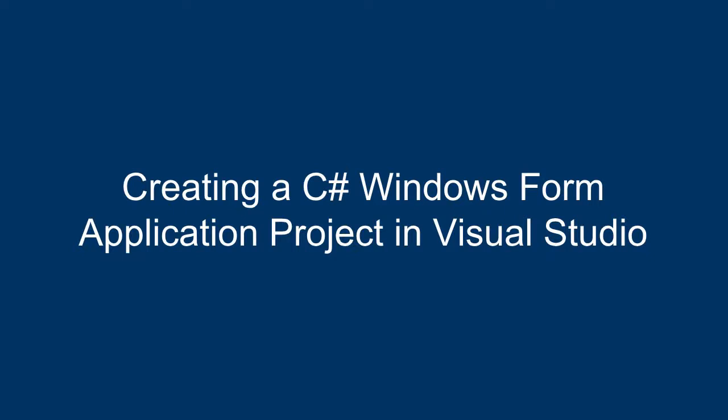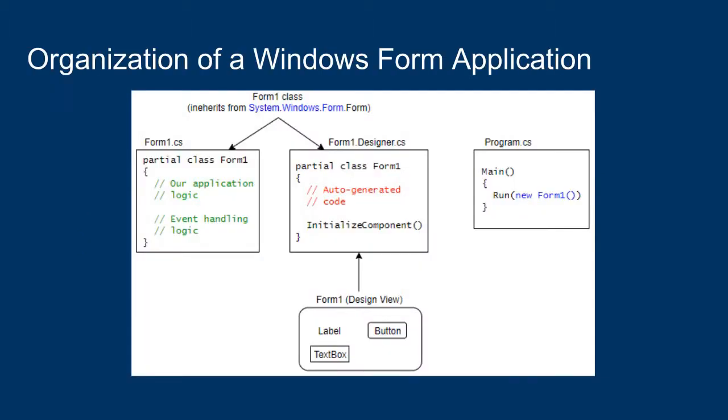In this video, I'm going to introduce the organization of a Windows Form application project and show you how to create one in Visual Studio. Now, a Windows Form application project is organized a little bit differently than a console application project. What we're going to be doing when we build a Windows Form application is creating a form class that inherits from the .NET System.Windows.Forms.Form class. So we're inheriting from a form class, and we're going to make our own version of that form class.